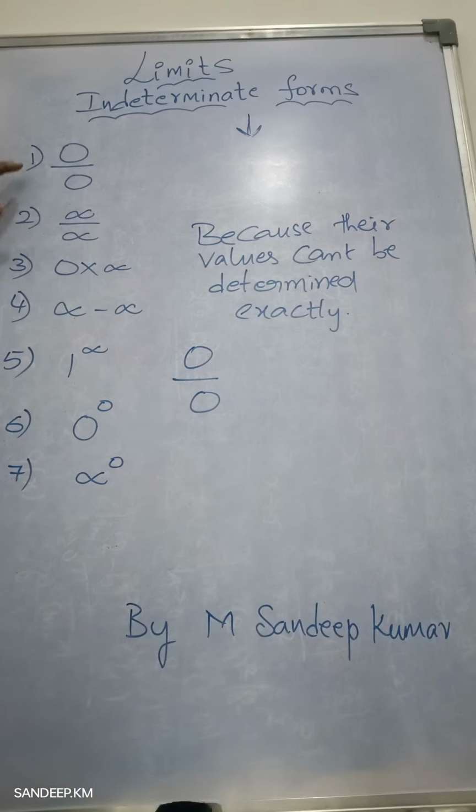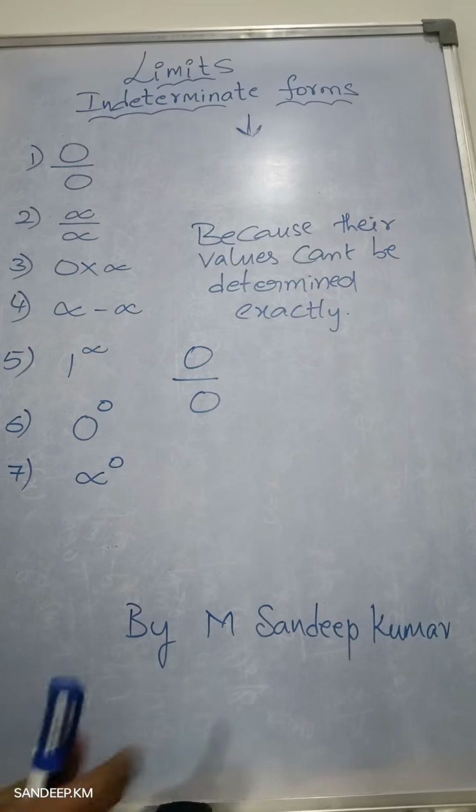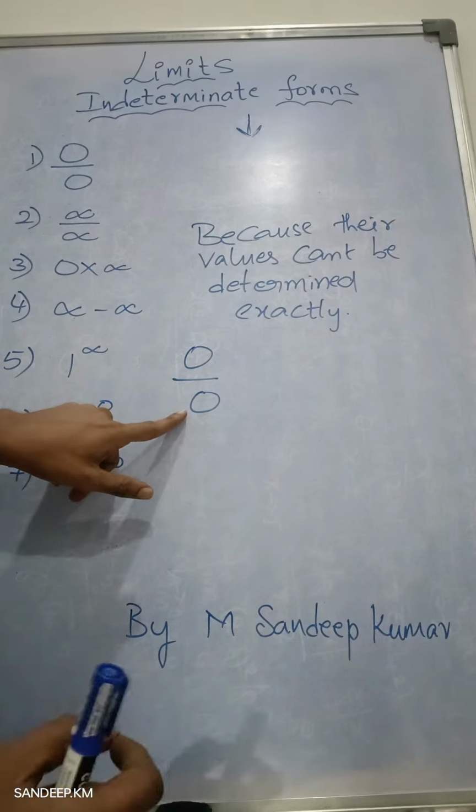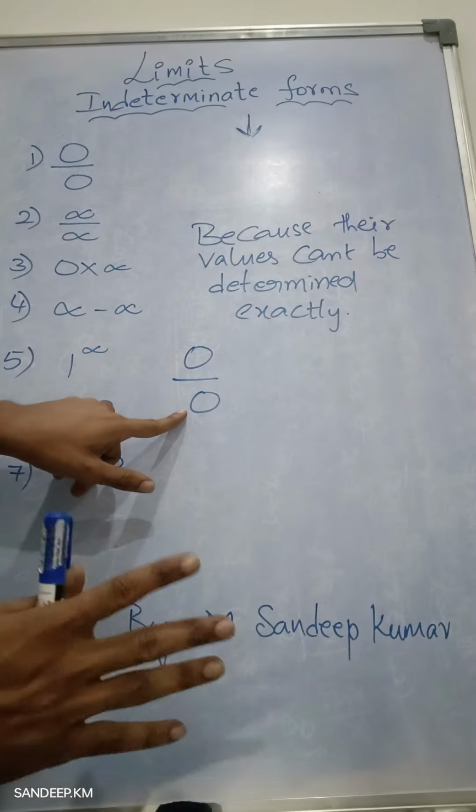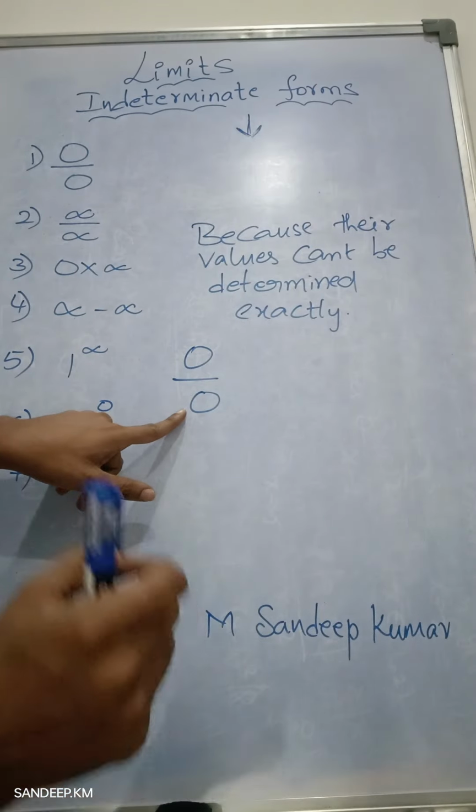So there are generally 7 indeterminate forms: 0 by 0, infinity by infinity, 0 into infinity, infinity minus infinity, 1 power infinity, 0 power 0, infinity power 0. These are the 7 primary indeterminate forms. Now, instead of calling it undefined because the denominator is 0, why do we call them indeterminate forms?